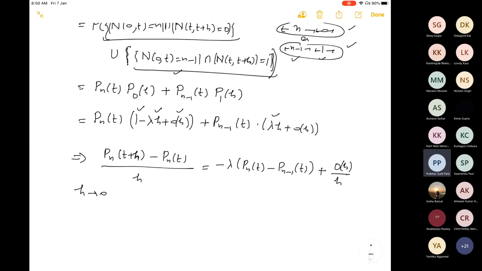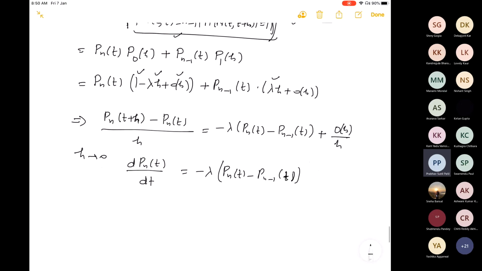So taking H goes to 0, this becomes d Pn T upon dt is minus lambda Pn T plus lambda Pn minus 1 T. Now this is the equation. Also we have P0 T is e raised to power minus lambda t, that we have already shown.